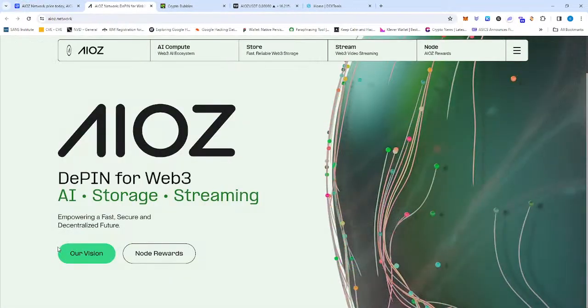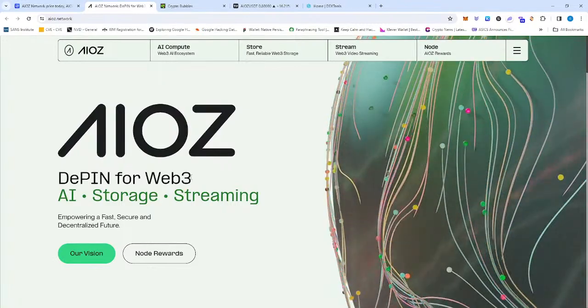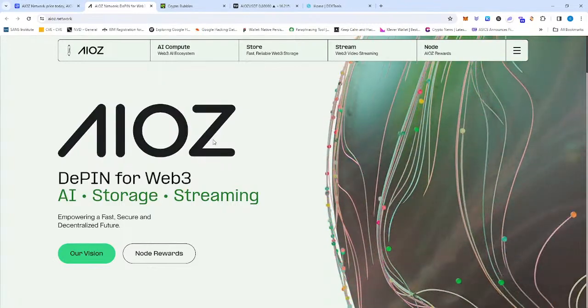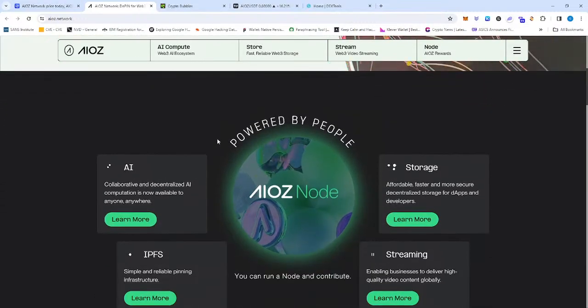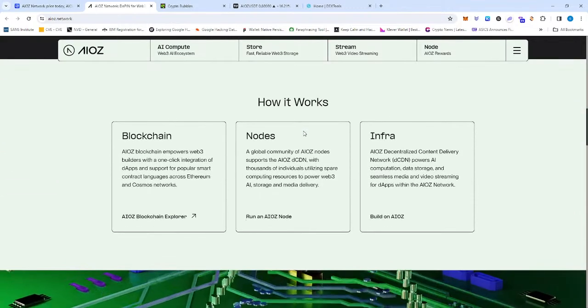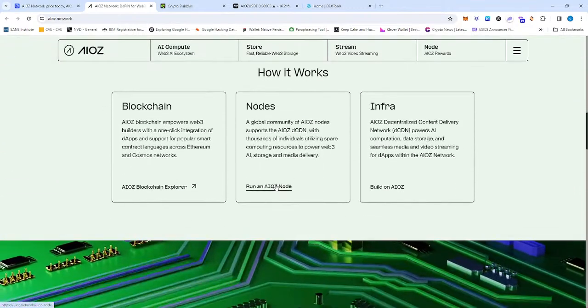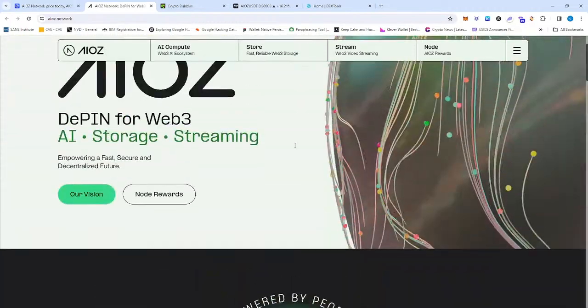I've done a video on that on my YouTube channel, but you can run your own node, which I run. It was free to run, and they pay me at AOZ. It's just passive income, and you can make money off of just running the node, helping secure the network. Now this is the website right here.